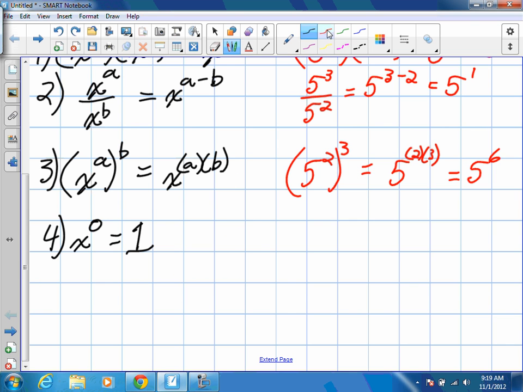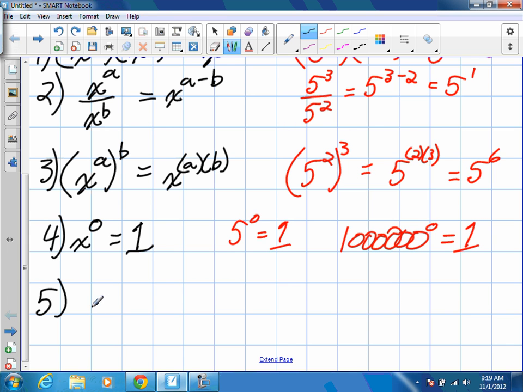Okay. So whether that's 5 to the power of 0, or whatever that is, 1,000,000 to the power of 0, still equal to 1. Okay? Pretty simple concept. Anything to the power of 0 is 1. Done. Okay. Fifth rule. This one's a little trickier.